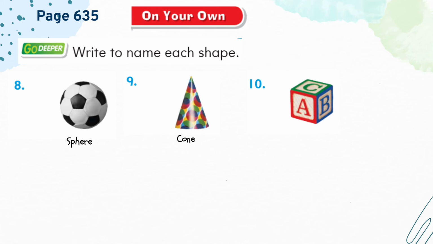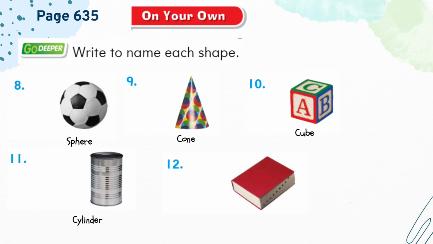This block is a cube. So this block is a three-dimensional shape which is a cube. Moving on. What does this tin can resemble? This is a cylinder shape. Very good, grade 1. Finally, let's look at this book. The three-dimensional shape of this book is a rectangular prism. Excellent job, grade 1. Moving on to page 636.